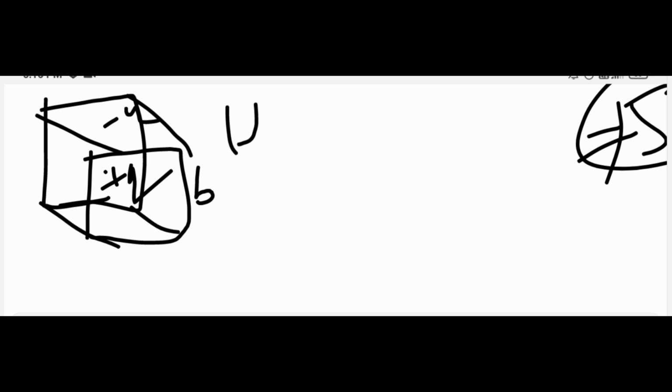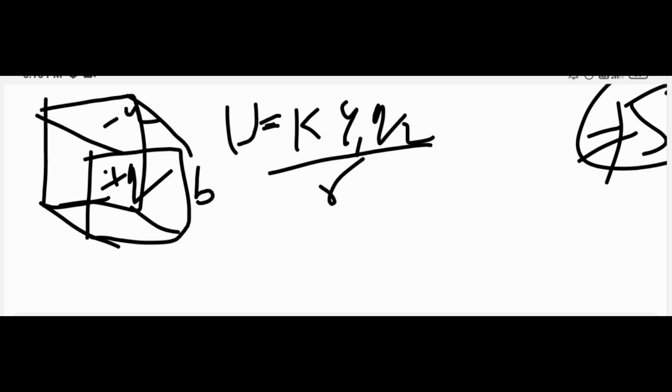U is equal to K into q1 q2 by r, the basic formula. You substitute this, that is K into overall how many charges are kept there. 8 charges are kept, because the cube has 8 corners. They have not given that 8 charges are kept; you come to know that the cube has 8 corners, so 8 charges you have to consider and substitute.